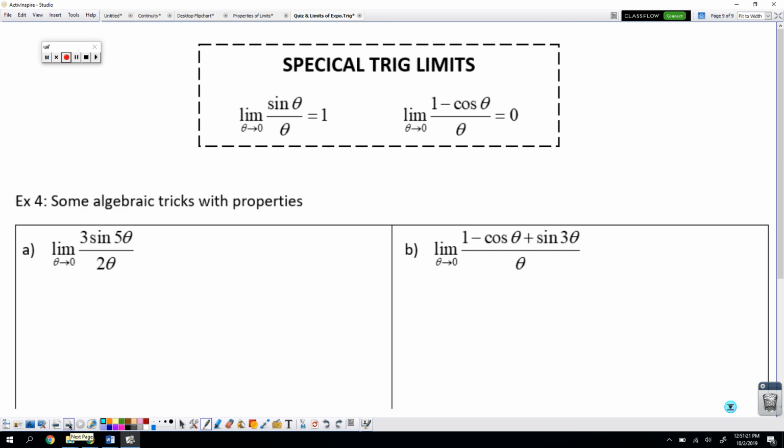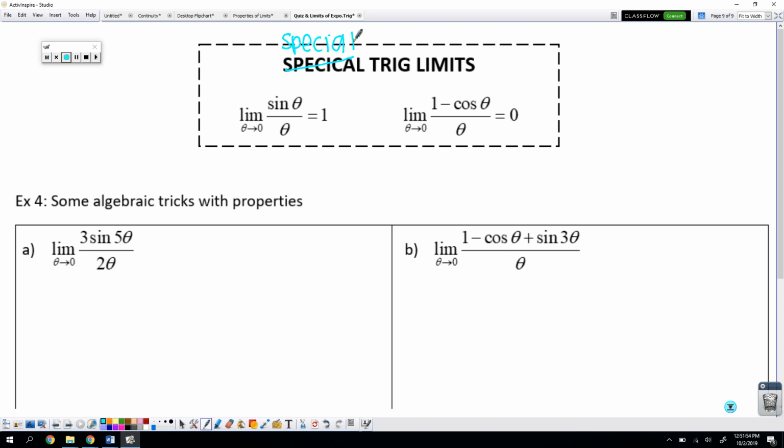So this should say, first of all, special, not specifical, so special trig limit. So what we're going to do is just try and locate these things. So it says sine theta over theta equals 1. That just means sine of something over that same something needs to get us 1. It doesn't have to be just plain theta, but it has to match top and bottom. Okay? And it'll always get us 1. Now the other one we're going to be searching for when we're doing problems is 1 minus cosine theta over theta. That's going to get us 0.